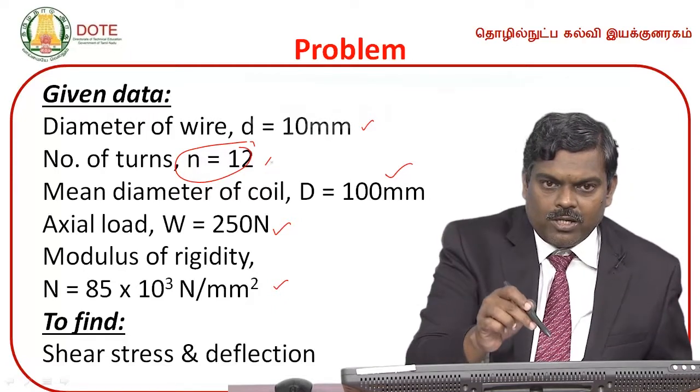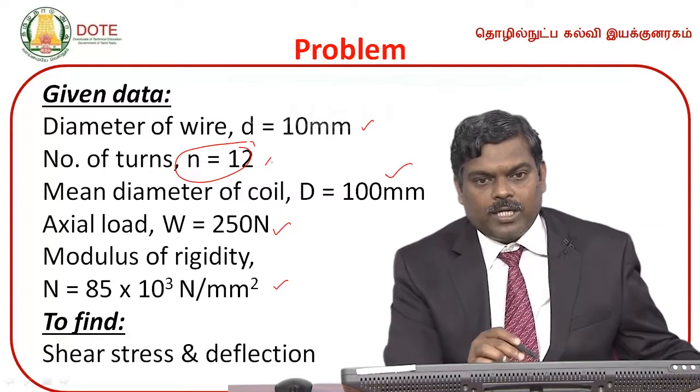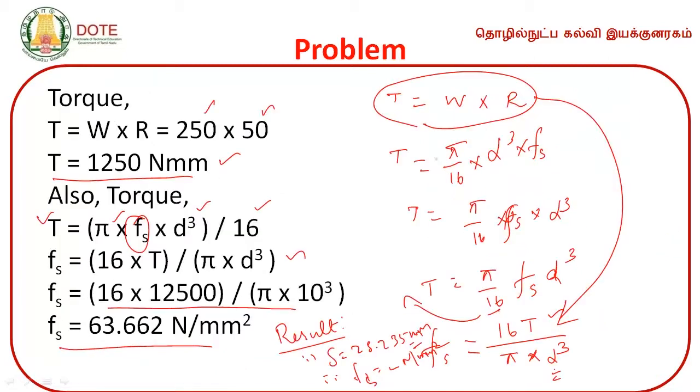Number of turns is 12. Okay, it is a number only. So to find shear stress and deflection. So solution: deflection of the spring, it is a standard formula. In the standard formula we substitute all the values. The next one is we have to find the stress value.